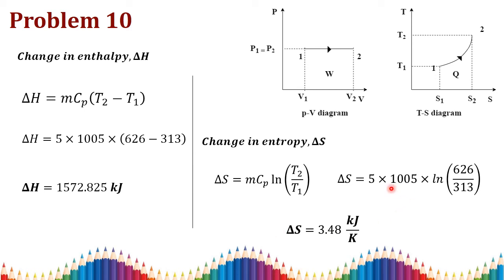When you substitute the Cp value in terms of joule, you get the value in terms of joule, that is 3.48 into 10 to the power of 3 joule per Kelvin. That 10 to the power of 3 can be written as kilo, so kilojoule per Kelvin.